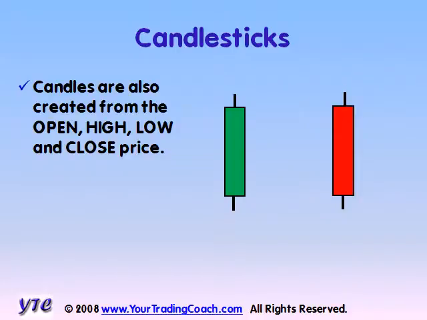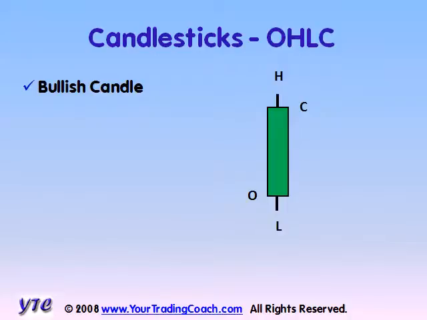The good news is that even though candles look different, they actually display exactly the same information as the open, high, low, close price bars. Candles are defined based on the relationship between the open, high, low, and close price. A bullish candle is represented by a green body, with the open being at the base of the real body here, the low price being the lower point of the lower tail, the high price being the high point of the upper tail, and the close price represented by the top of the real body here.